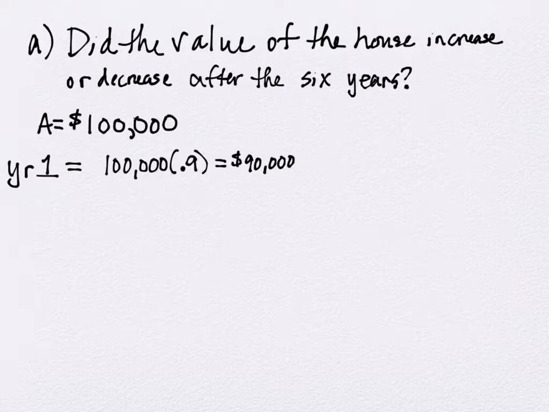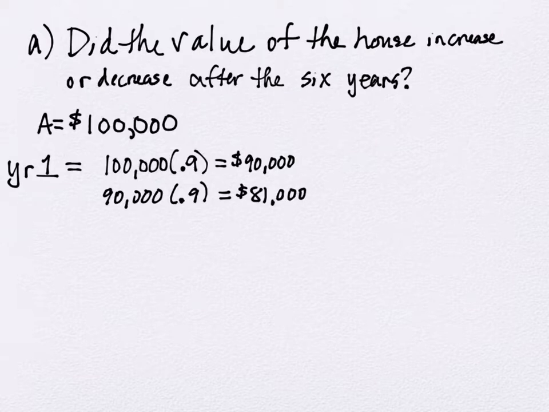So in year 2, when it goes down another 10%, we're going to multiply by that 0.9 again. But we're not going to multiply the original value by 0.9. We're going to multiply 90,000 by 0.9, because the house is no longer worth $100,000. It's worth $90,000. So what is 90,000 times 0.9? $81,000. So this is after year 2.